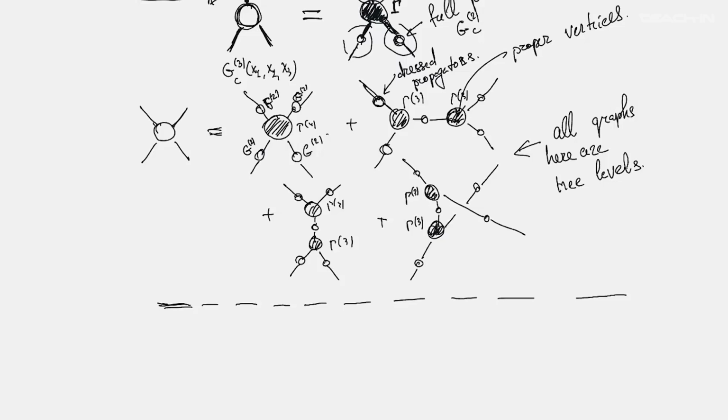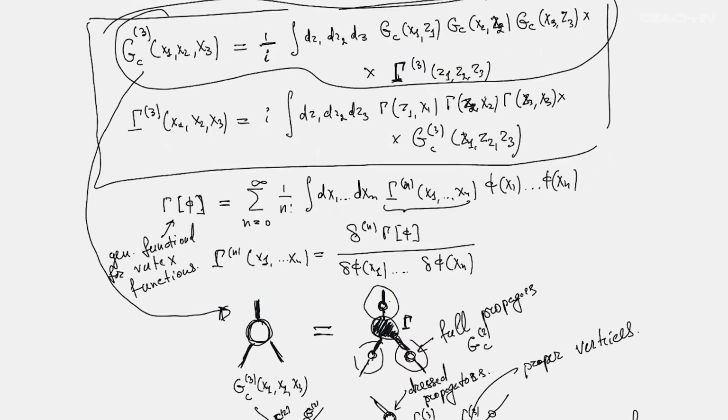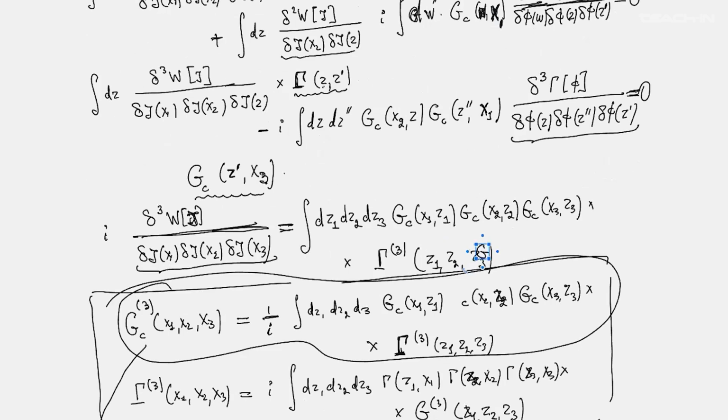Sir, in the earlier part, I didn't understand why you took delta by delta J(x) equal to 0. Here, integral del 3 is W J. This part equal to 0. Why did you take this?